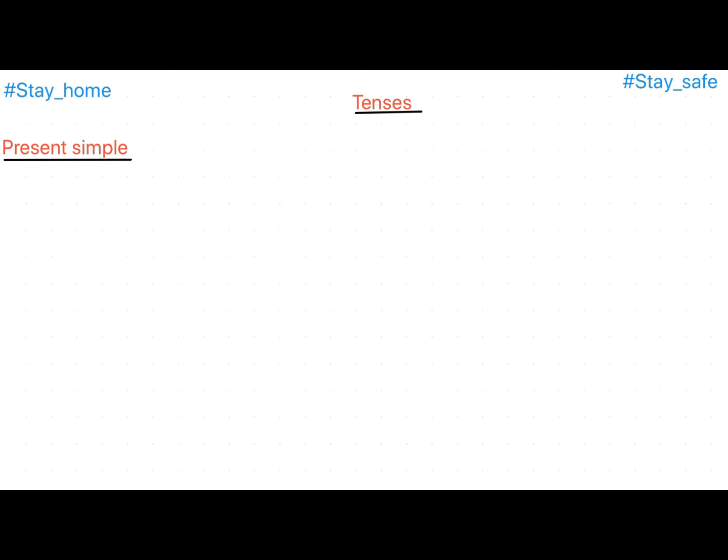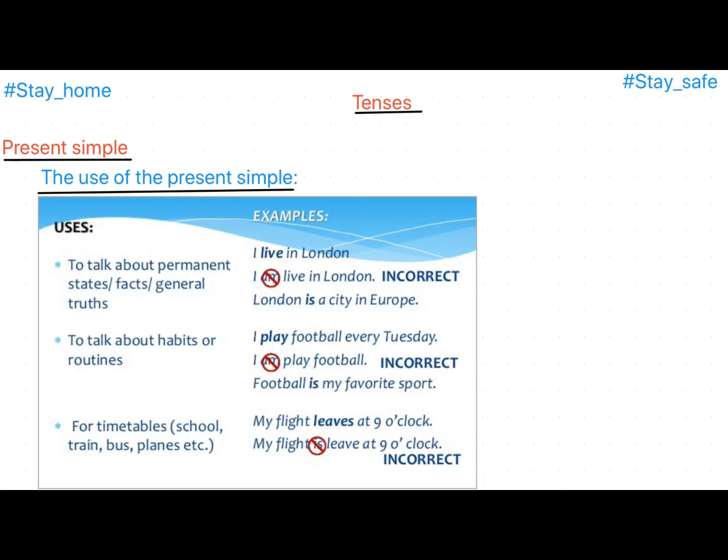Concerning the use of the present simple, we have almost three uses اللي هما هادو. We use the present simple to talk about permanent states or facts or general truths.